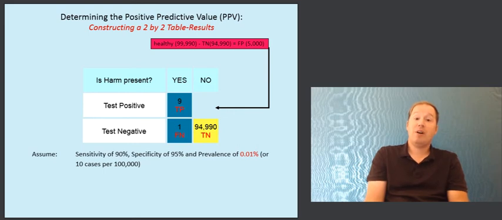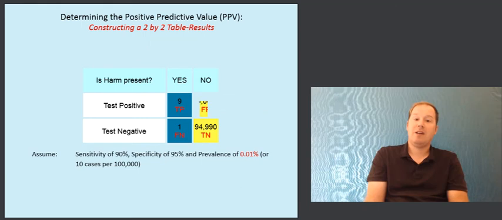To get this number, we subtract the number of healthy people, 99,990. We know that as the prevalence, not of the disease, but of the healthy condition. We subtract the number of people we know to be unhealthy from the total population. That gives us 99,990 because 10 people we know have the condition. And then we subtract the number of true negatives, 94,990. And from that, we get that there's 5,000 people who will test positive even though they don't have the condition. Now, this is actually a pretty high number. 5,000 people are going to be told that they have the condition when in fact they are healthy.